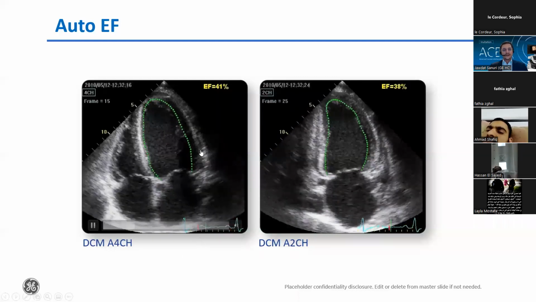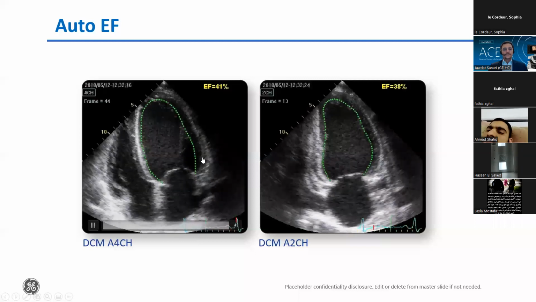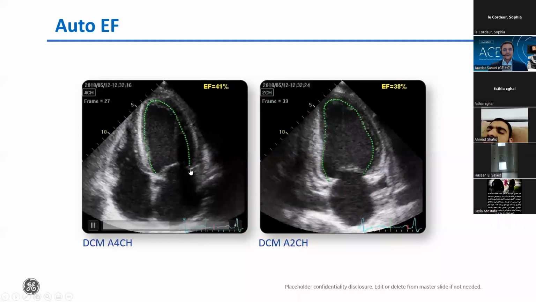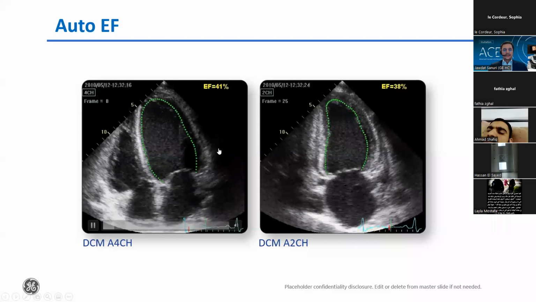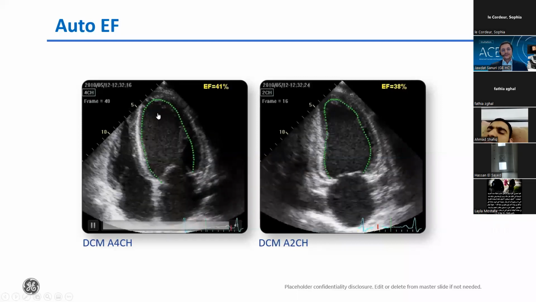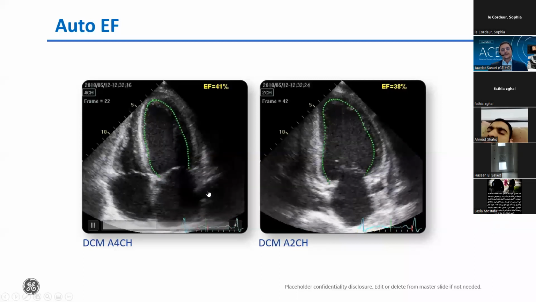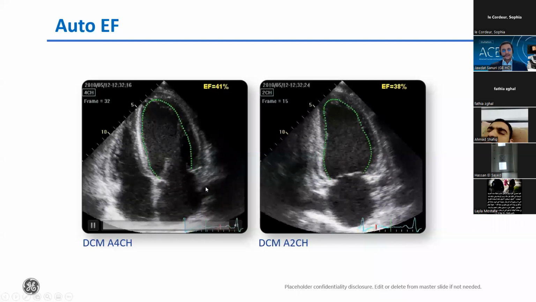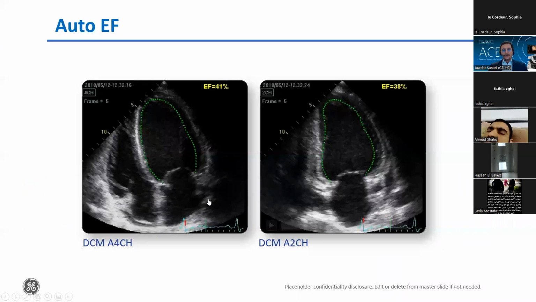If you remember, the region of interest for the strain includes not only the endocardium, but the epicardium and the entire myocardium. But we use this endocardial border to detect the volume of the LV, diastole and systole, from the 4-chamber and 2-chamber views, and the Simpson biplane, of course, automatically.